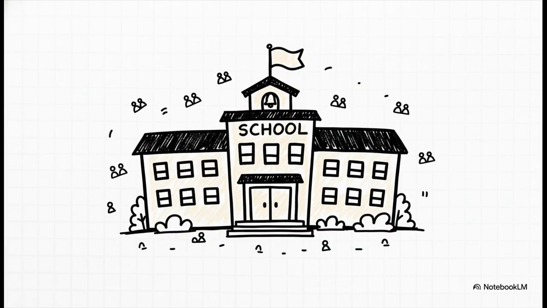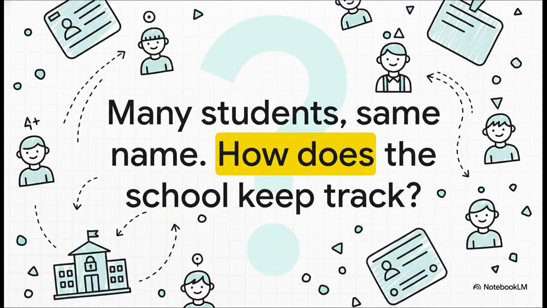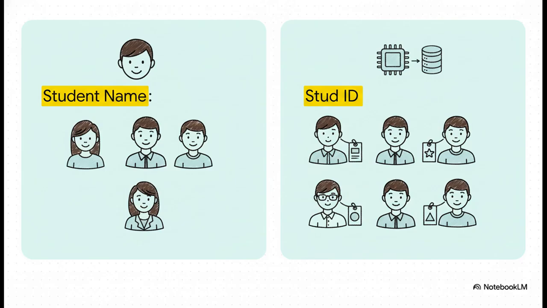Let's make this more concrete with a real-world analogy. Just think about a big school. You know there are going to be a bunch of kids with the same name, right? How does the office not mix them up? Simple. They use a unique student ID. And this perfectly shows the difference. Names are for us, IDs are for the system.